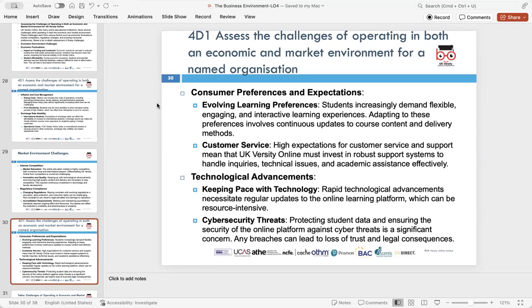So, implementing new tools and features such as adaptive learning technologies and AI-driven analysis can enhance the learning experience and improve educational outcomes. Cybersecurity threats. Protecting students' data and ensuring the security of the online platform against cyber threats is a significant concern. Any breaches can lead to loss of trust and legal consequences.